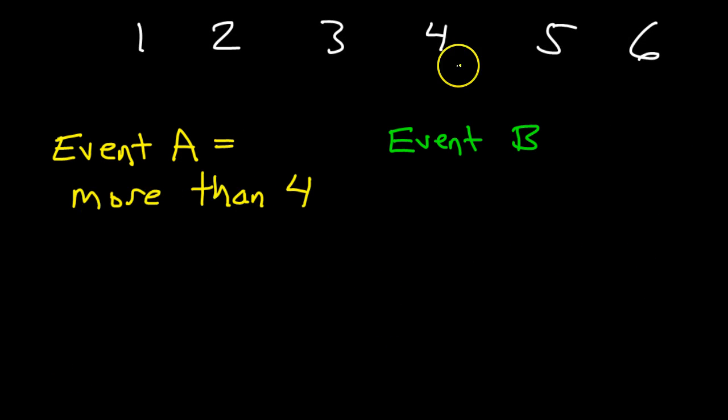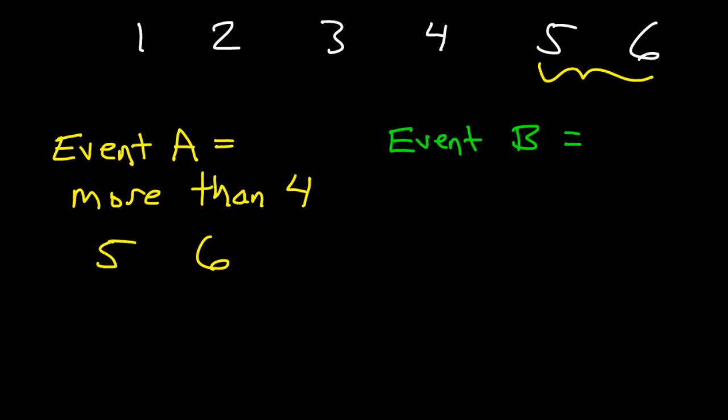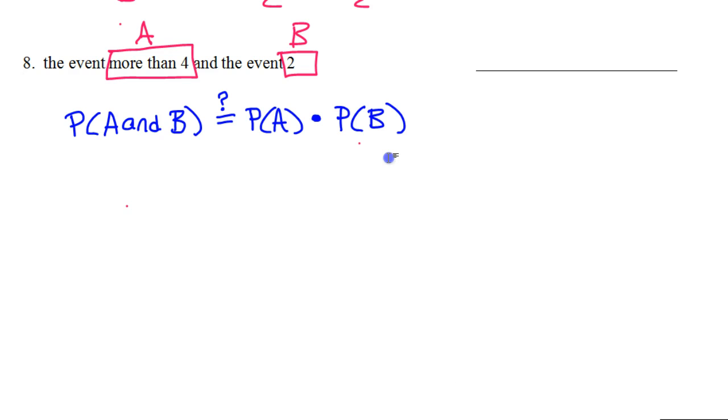Okay, these are the numbers that are more than 4. So the probability, actually, let me not say the probability of A yet. Maybe I will. Anyway, the numbers more than 4, like we said, are 5 and 6. Okay, for event B, I'm sorry, what was event B again? I got distracted. Event B, my friends, was simply the number 2.